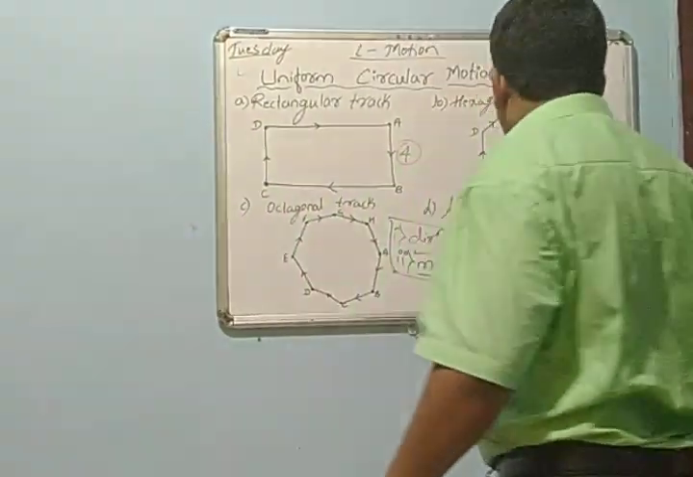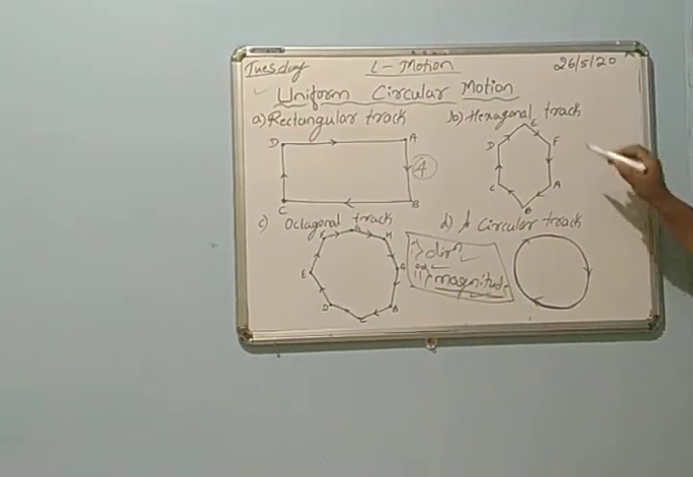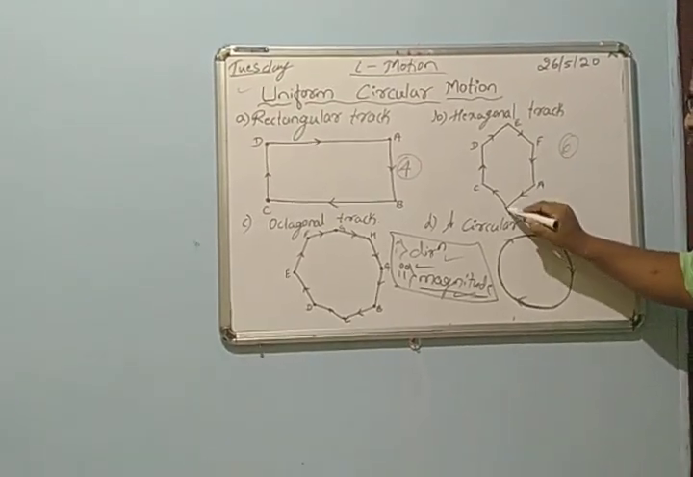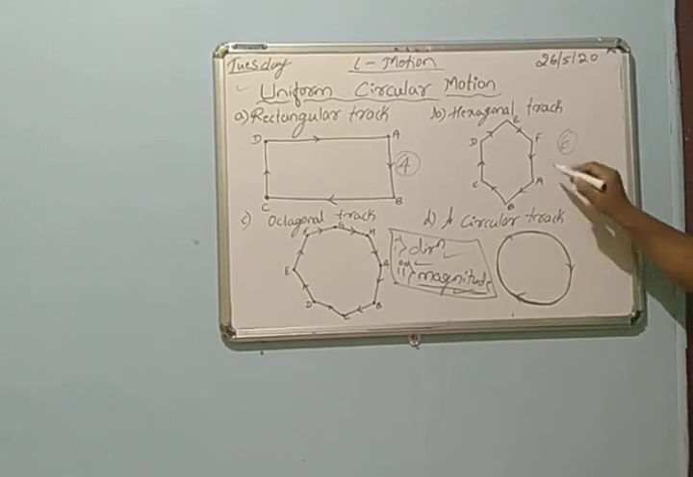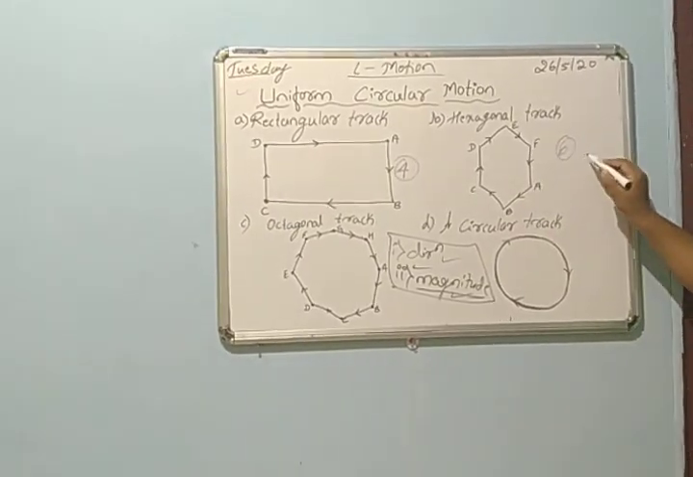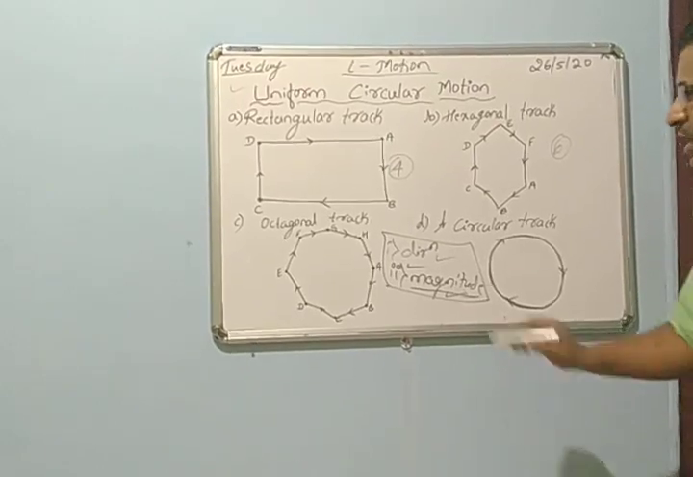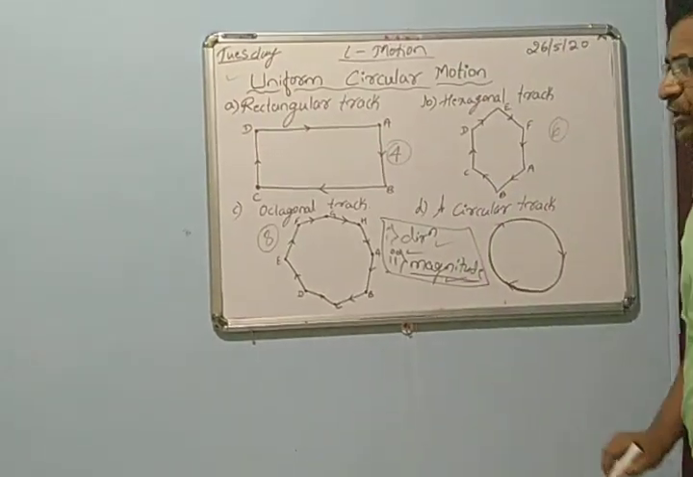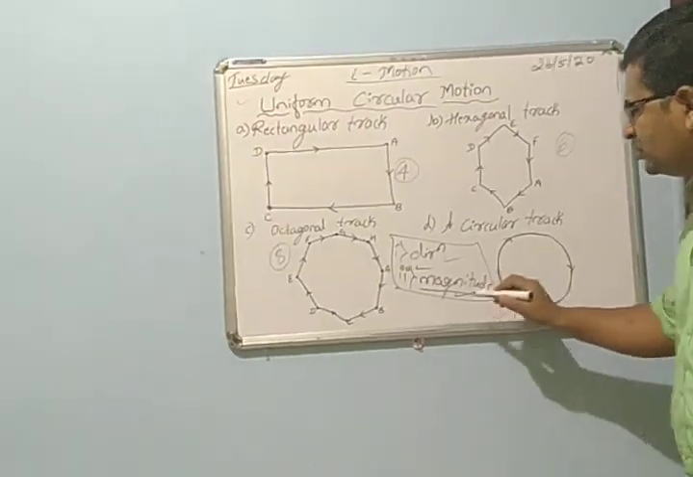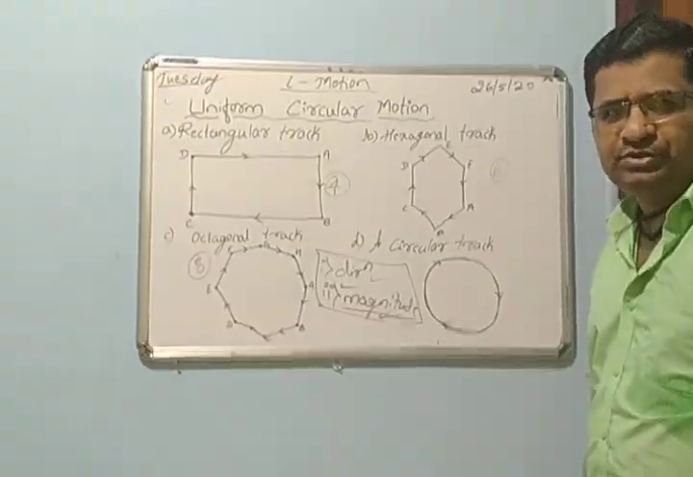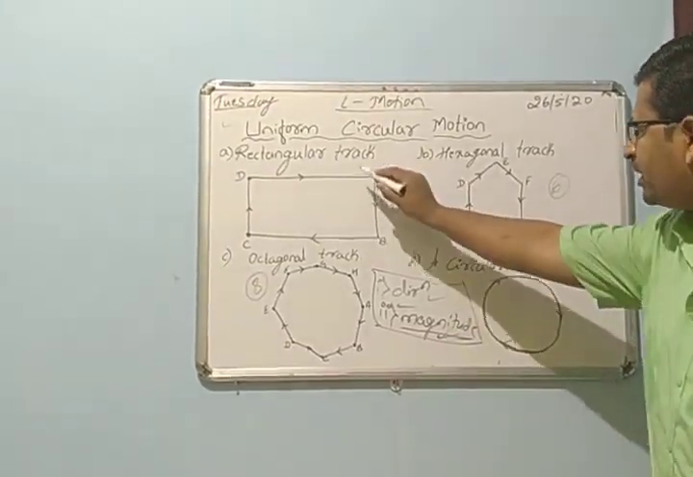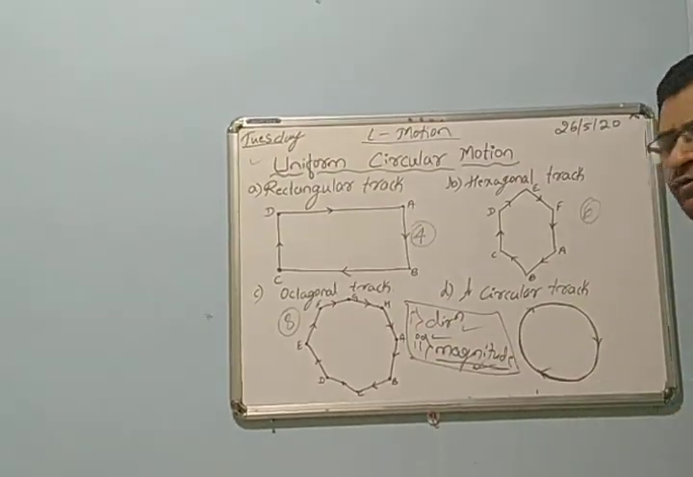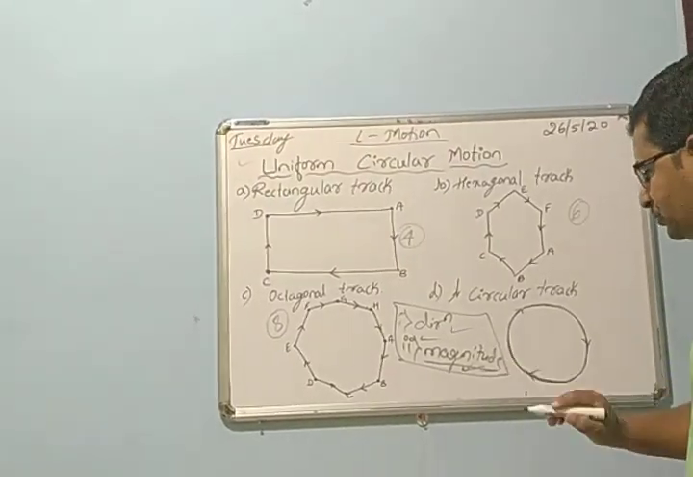And when we take the hexagonal track, the object has to change its direction 6 times, just because there are 1, 2, 3, 4, 5, 6 points and 6 corners. And next, in the octagonal track, 8 times it has to change its direction. Along with that, the magnitude of the velocity also has to change. So in the rectangular, hexagonal and octagonal tracks, the direction changed and the magnitude of the velocity also changed.